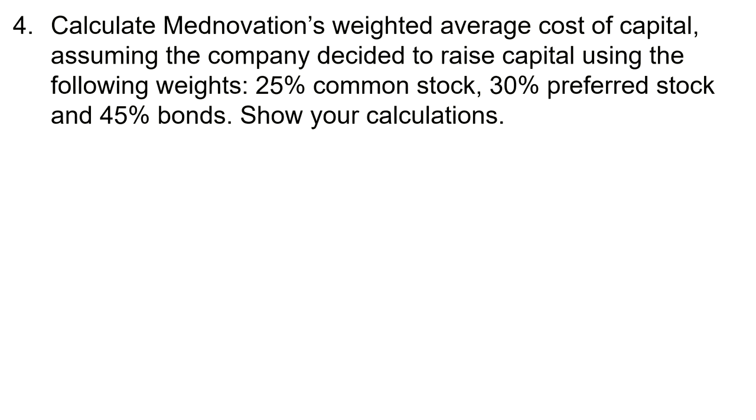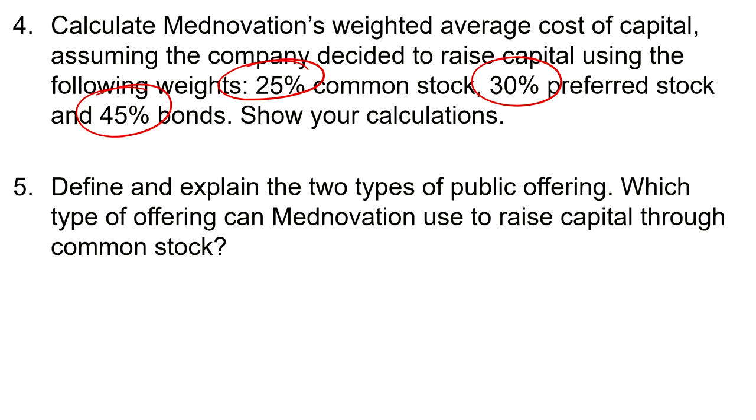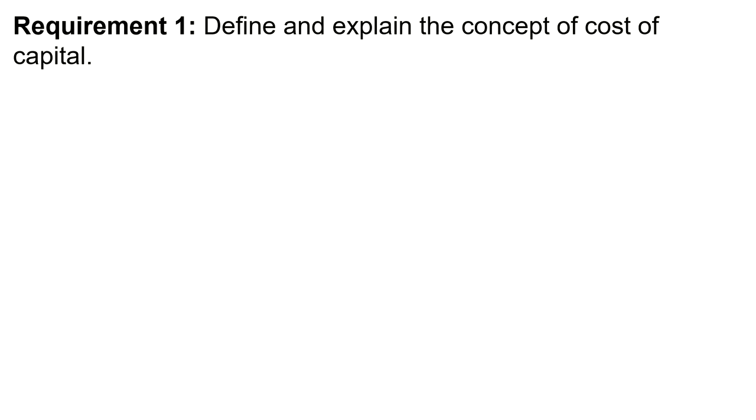Fourth, calculate Mednovation's weighted average cost of capital, assuming the company decided to raise capital using the following weights of 25% common stock, 30% preferred stock, and 45% bonds. Show your calculation. And finally, define and explain the 2 types of public offering. Which type of offering can Mednovation use to raise capital through common stock? So we've got, looks like 2 requirements here that are going to have numbers, and 3 that are going to be written responses.